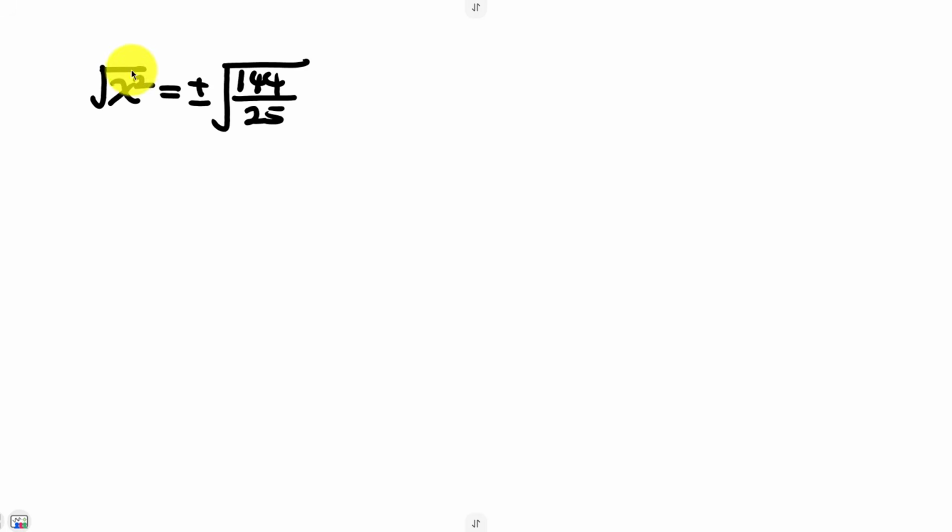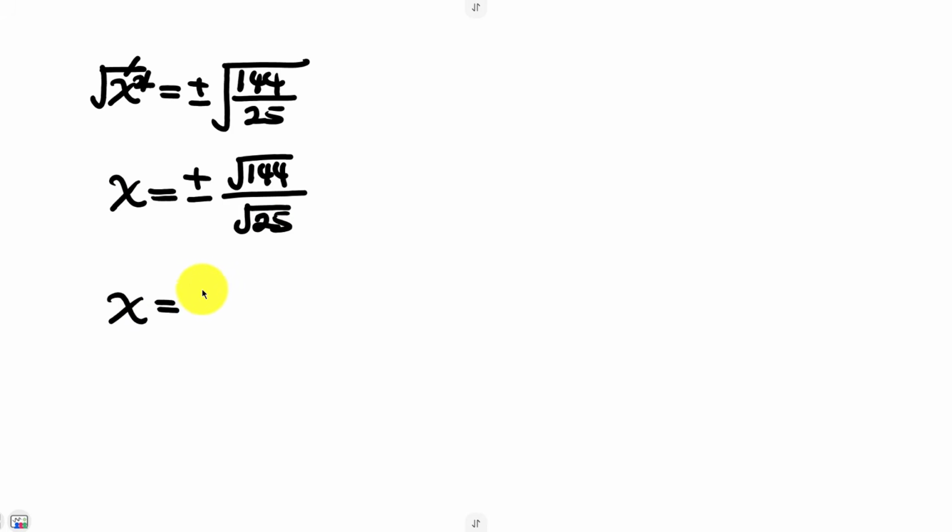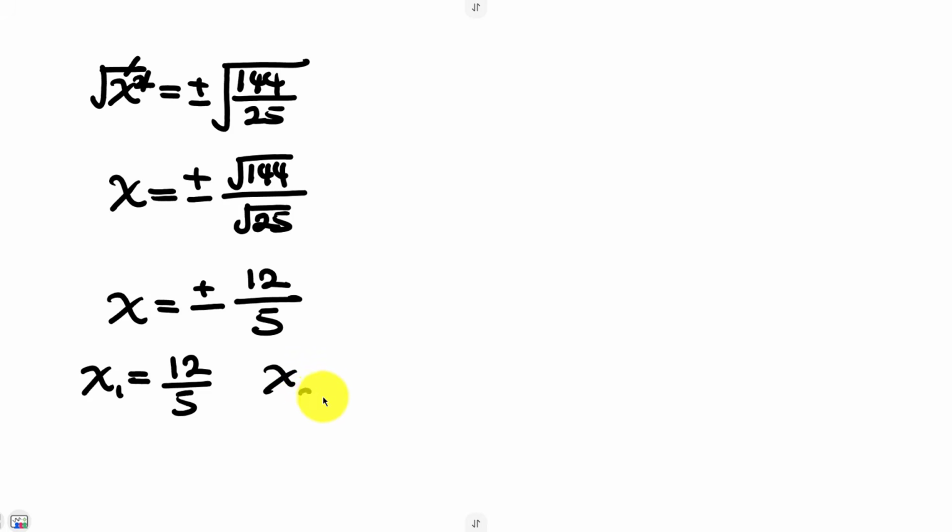Now to get rid of this, the square root cancels out the square, leaving behind x equal to plus or minus. We can separate the square roots into the square root of 144 all over the square root of 25. So x is now equal to plus or minus. The square root of 144 is 12 all over the square root of 25 is 5. So we have two values of x from here, of which the first value is a positive 12 over 5, while the other value is negative 12 over 5.